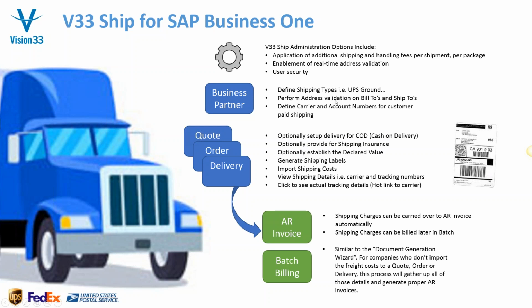Then V33 Ship also adds some features inside of the business partner. The ability to perform address validation from within the business partner, the ability to define carrier and customer account numbers for those carriers when the customer pays for shipping.